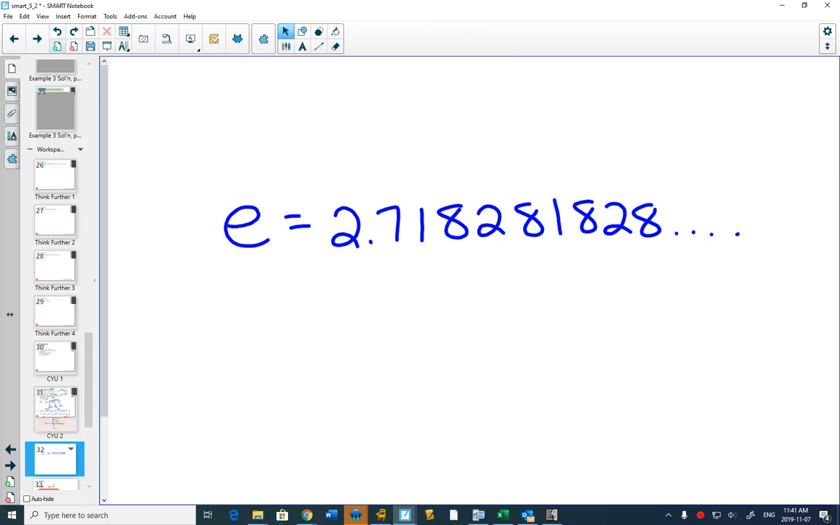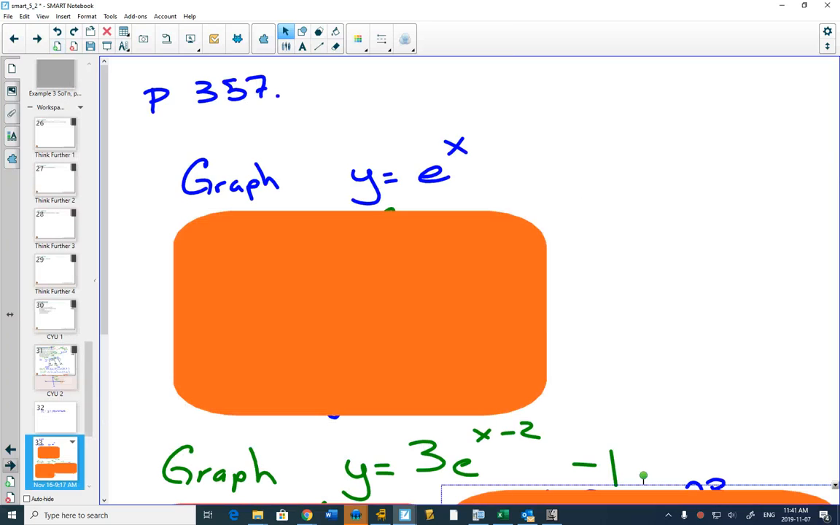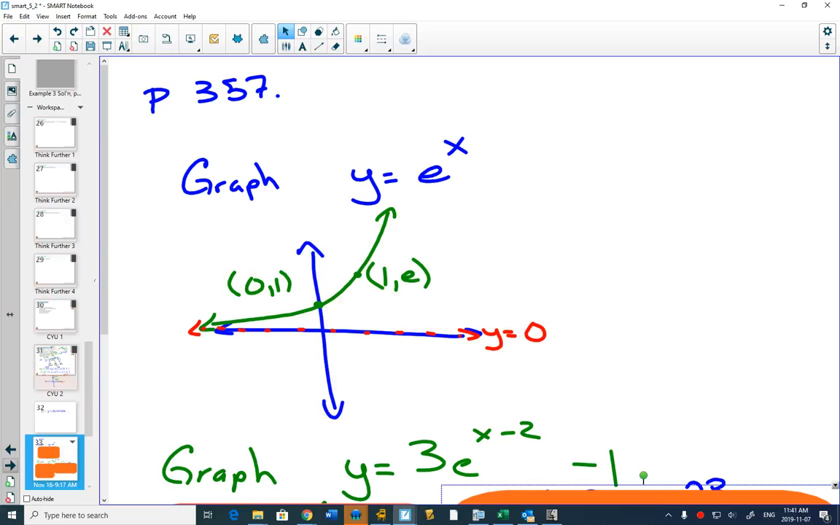But what we're going to do now is we're going to graph e to the x. Well, it's just a new number. It doesn't make it any more difficult than graphing 2 to the x or 3 to the x. How did you graph those? Well, you had the point 0, 1, and now we have the point 1, e, which is roughly 2.718281828. I should really memorize the next number.